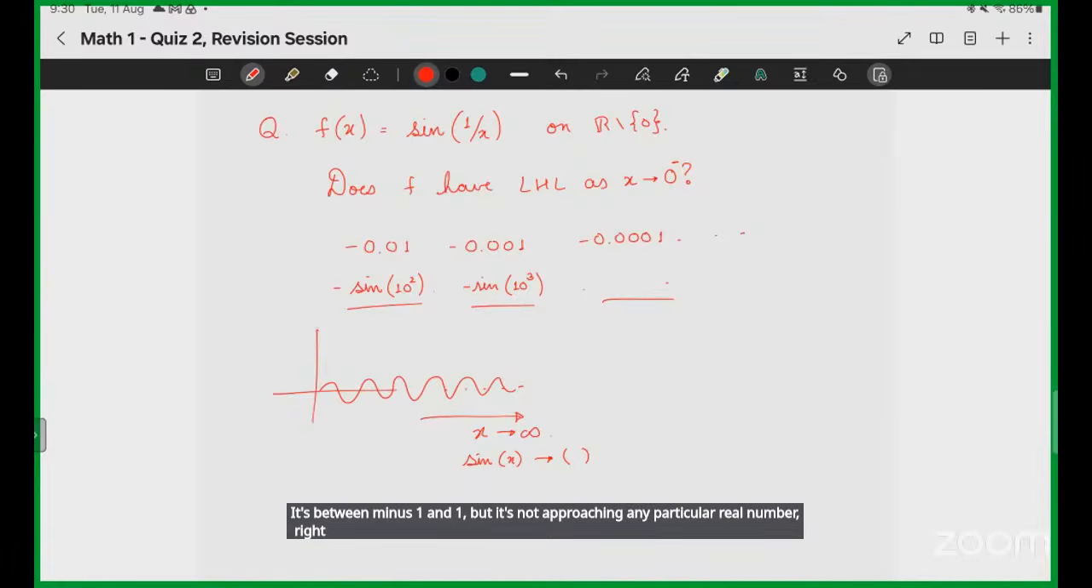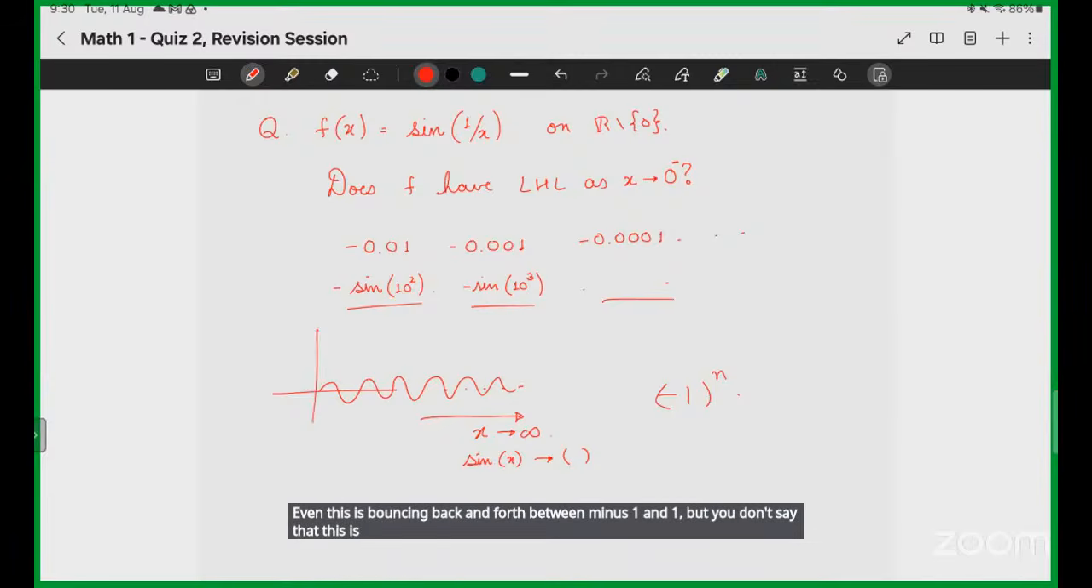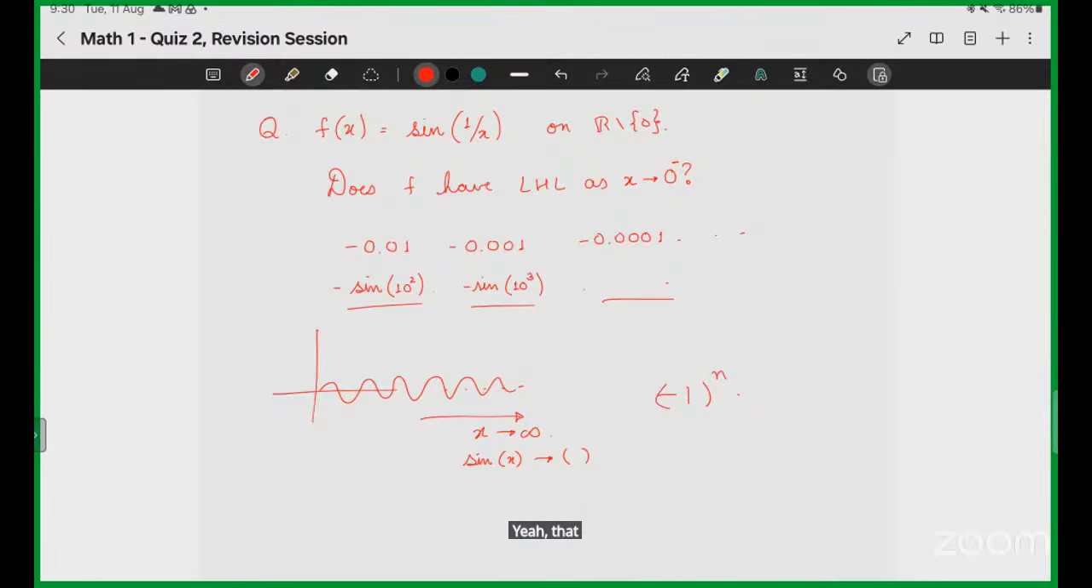It is bounded, yes, but is it convergent? No. Compare this with -1 to the power n. Even this is bouncing back and forth between -1 and 1, but you don't say that this is a convergent sequence. It will always be fluctuating.